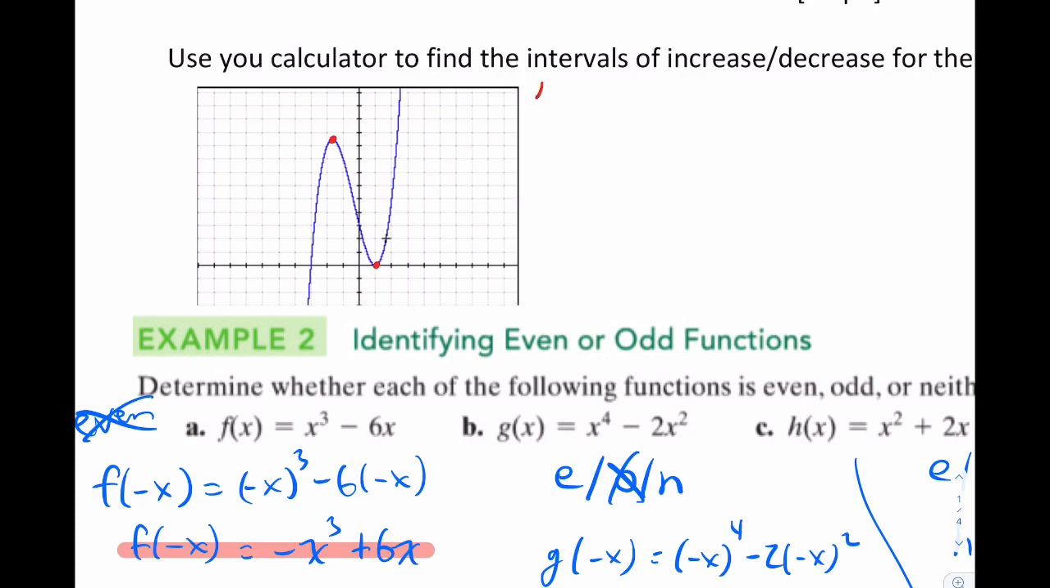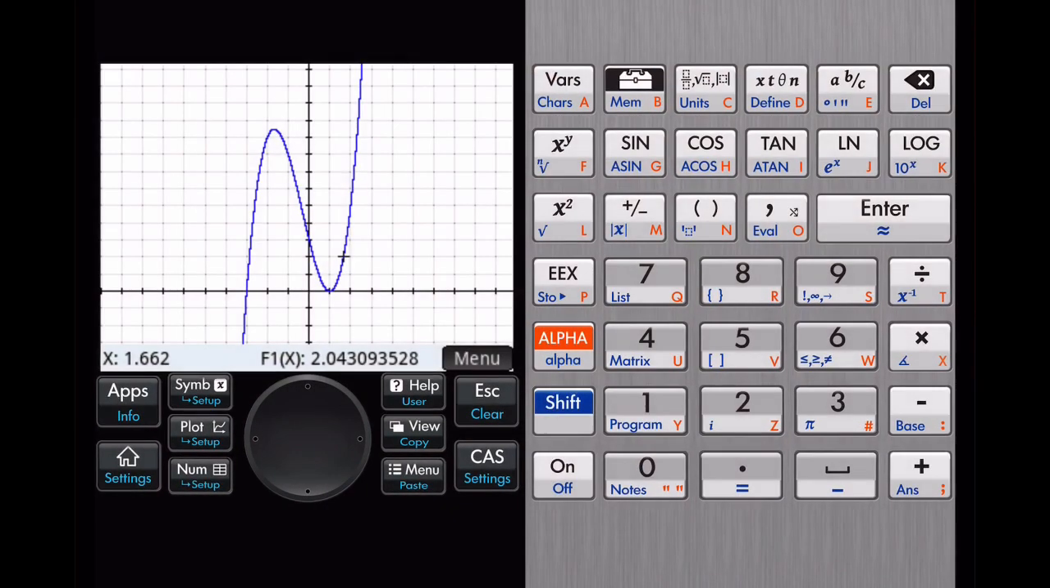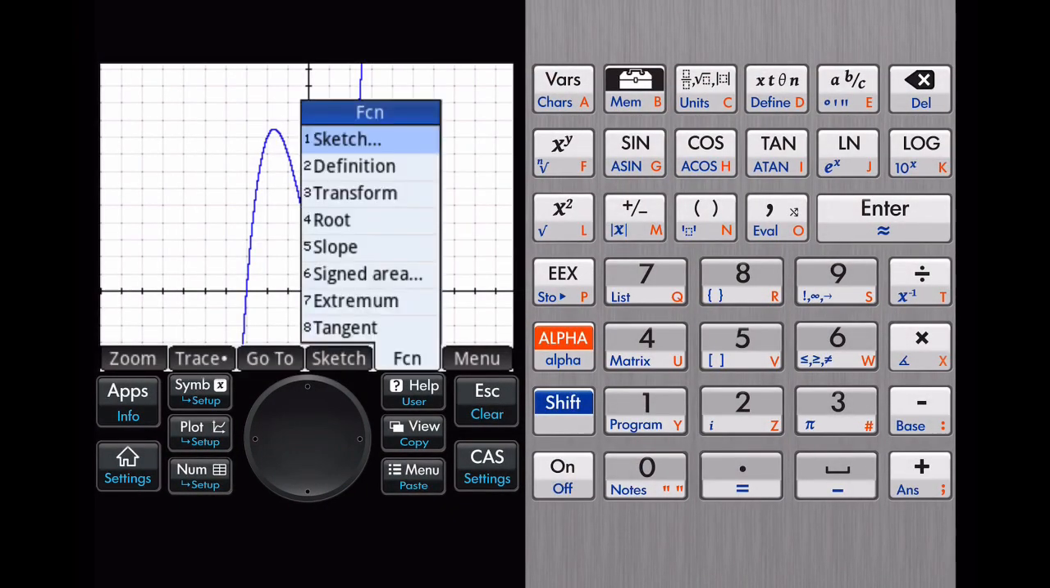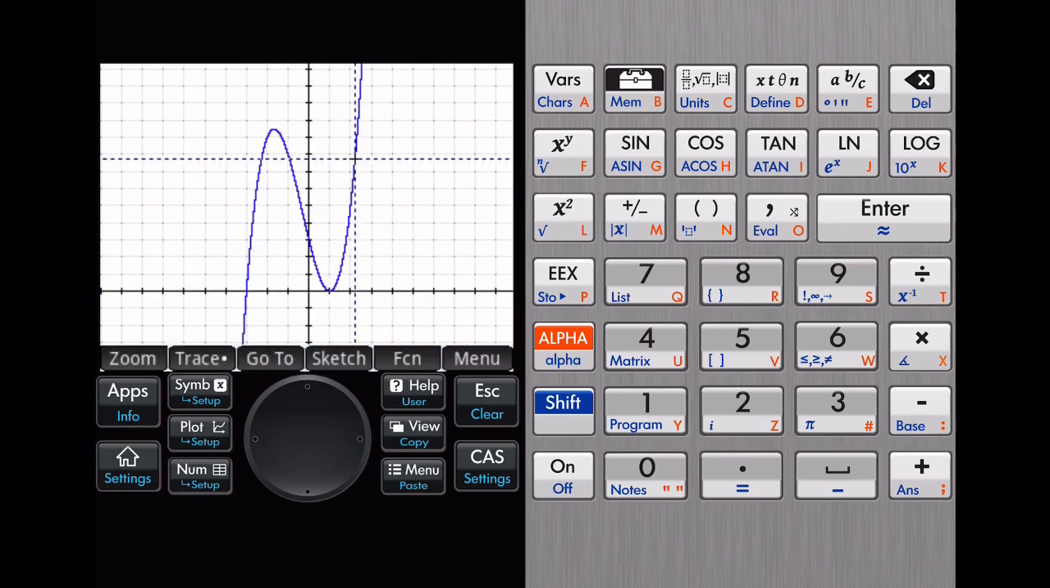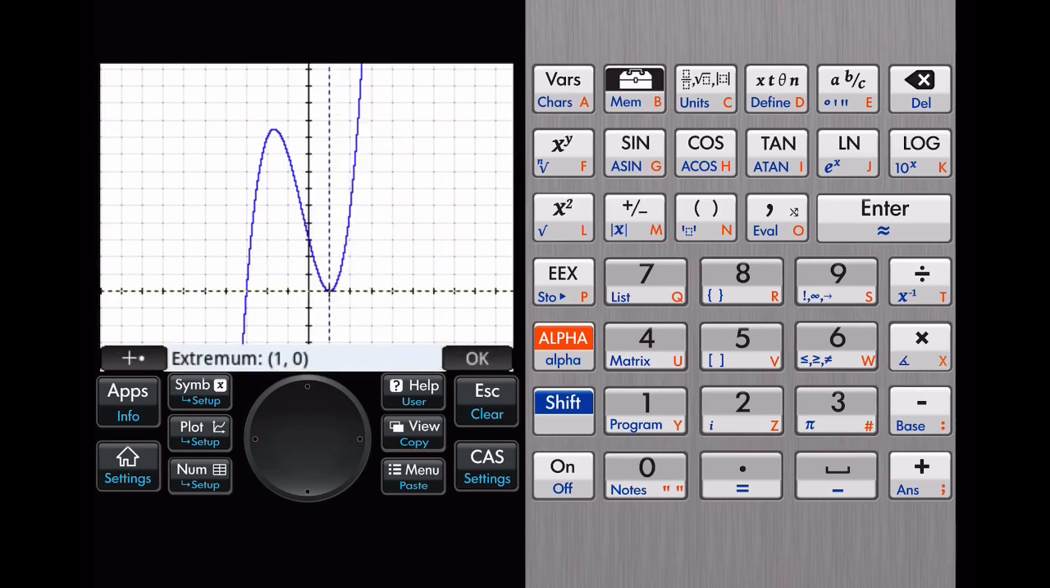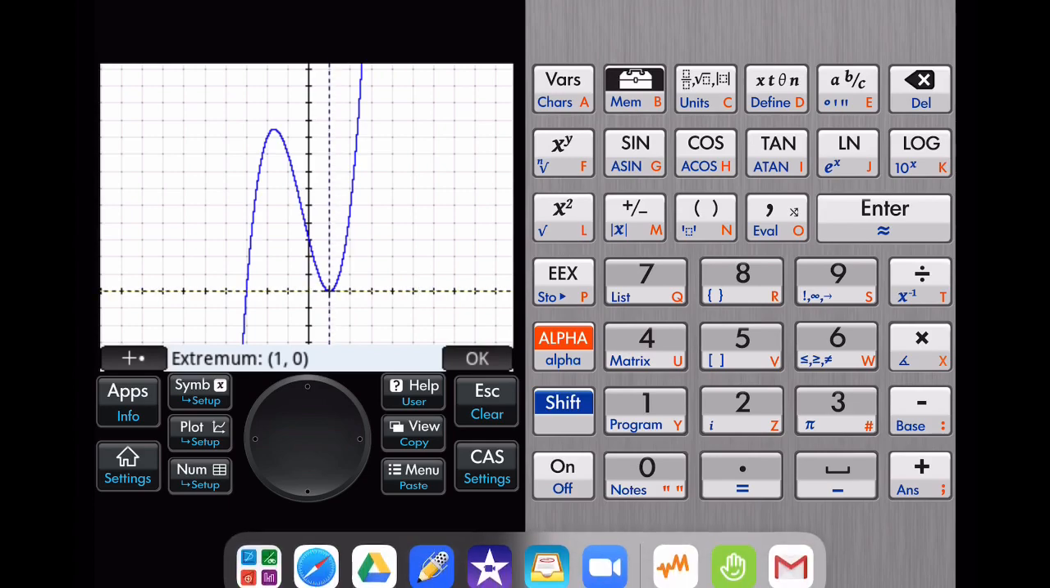Those are called your local max or local min points, and we really have to locate those. To do that, you simply use your calculator. You're going to go to Menu, Function, and you go to Extremum, number 7. Now notice it gave me 1, 0. The reason it did that is because I originally tapped close to it. If you turn this on, you can see where I'm tapping. Wherever you tap, it's going to find the one closest to where you tapped previously. So again, Function, Extremum. That point is 1, 0.